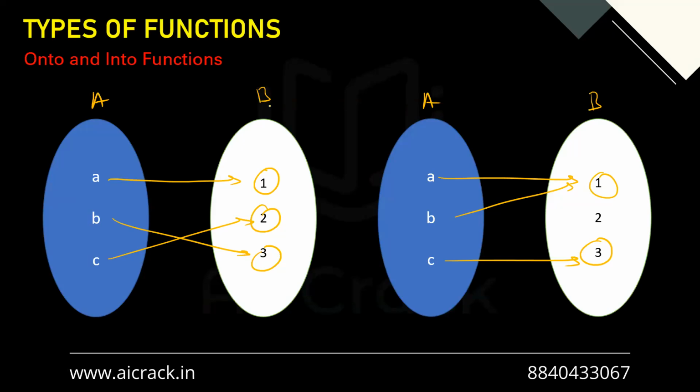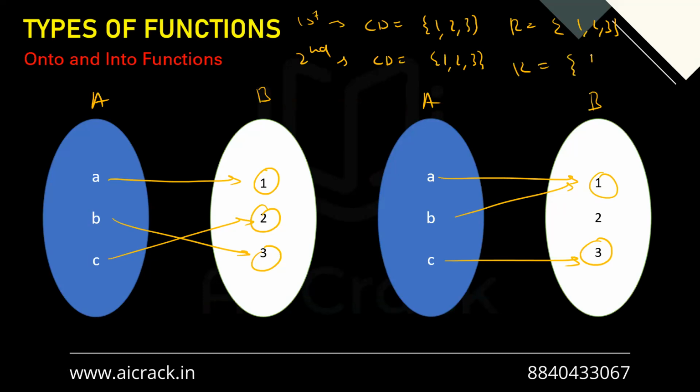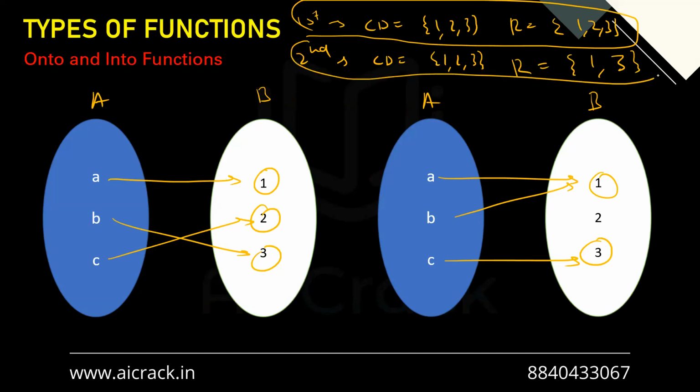In the first case, codomain is 1, 2, 3. And similarly, in the second case as well, codomain is 1, 2, 3. But in the first case, range is 1, 2, 3. And in the second case, range is 1 and 3. Right. So in the first case, codomain was 1, 2, 3, also range was 1, 2, 3. In the second case, codomain is 1, 2, 3, but range is only 1, 3. So in this case, range equals codomain. In this case, range is not equal to codomain.